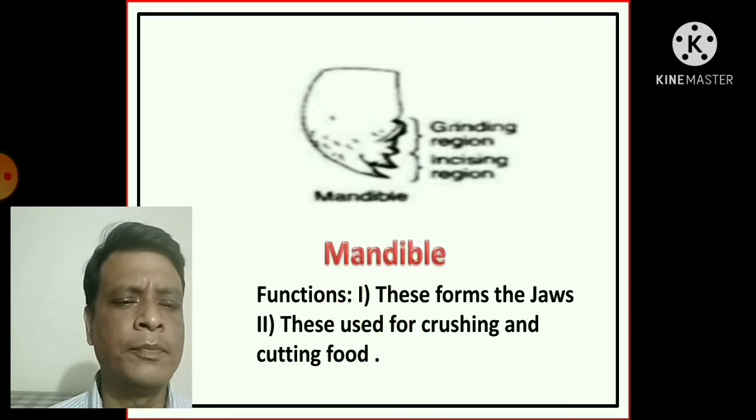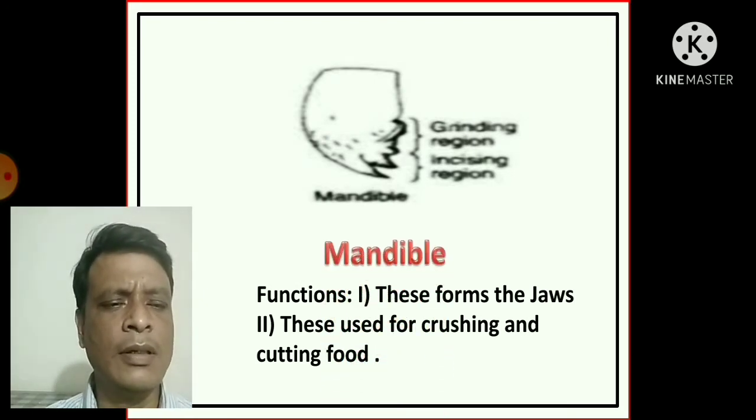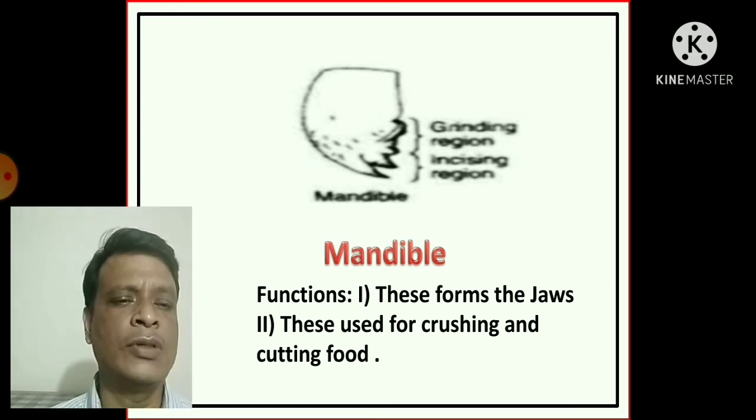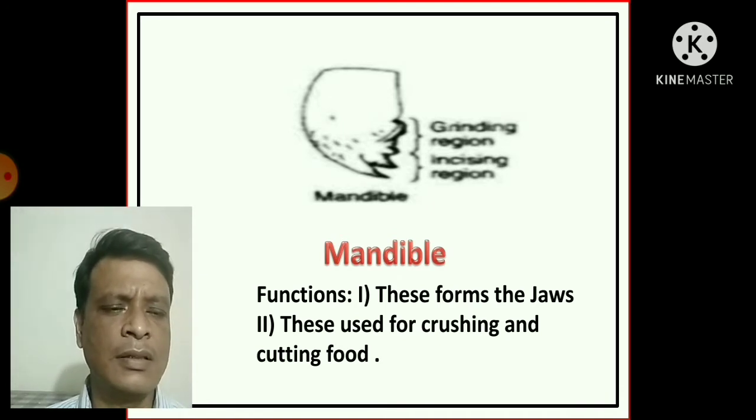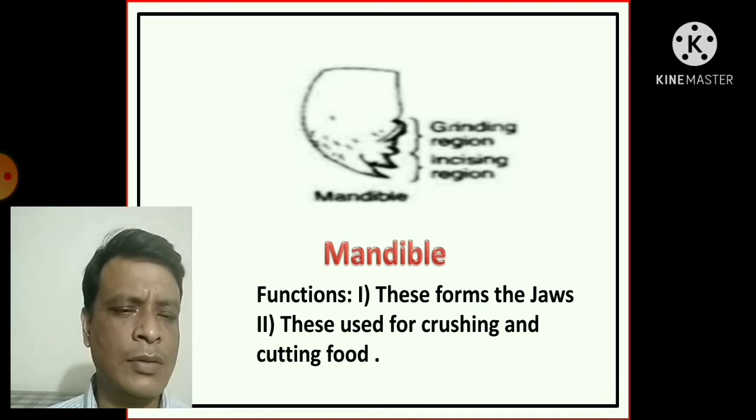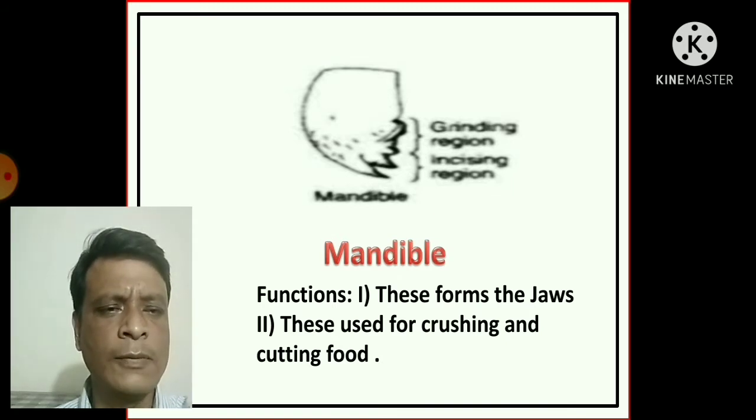Now the mandible. There are two mandibles present on each side of the mouth. These are the mandibles, and their inner edge bears some teeth-like structures. The functions of the mandibles are mainly to form the jaw, and they are also used for crushing and cutting food.